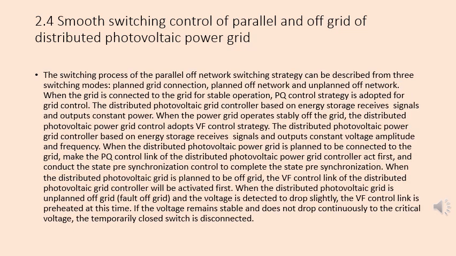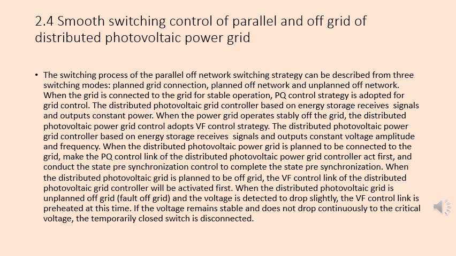The switching process of the parallel off-network switching strategy can be described from three switching modes: planned grid connection, planned off-network, and unplanned off-network. When the grid is connected to the grid for stable operation, the PQ control strategy is adopted for grid control. The distributed photovoltaic grid controller based on energy storage receives signals and outputs constant power. When the power grid operates stably off the grid, the distributed photovoltaic power grid control adopts the VF control strategy. The distributed photovoltaic power grid controller based on energy storage receives signals and outputs constant voltage amplitude and frequency.